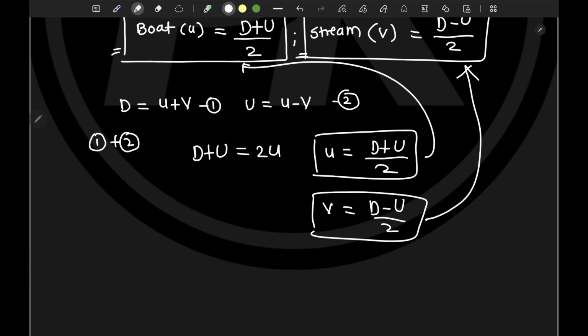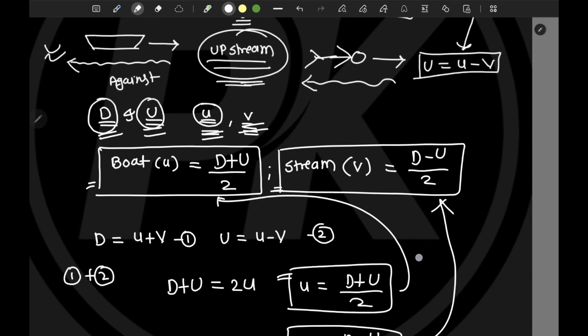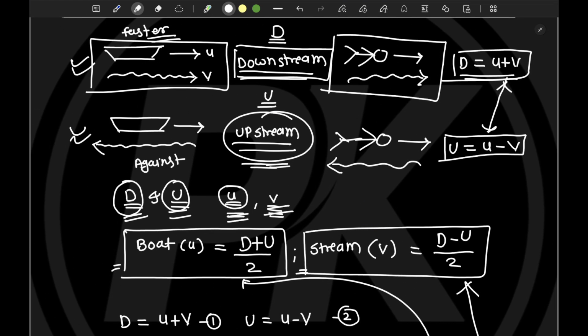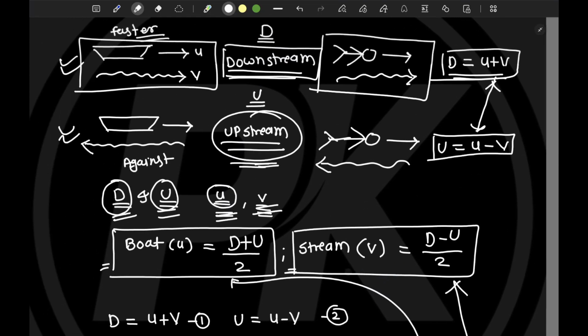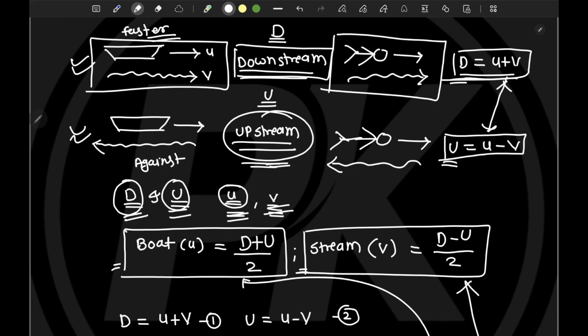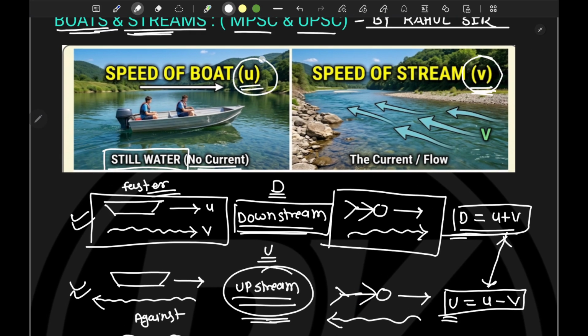So my intention here is, do not try to remember each and every formula. Sometimes just logic will work out. Now just to summarize, we have as of now only two formulas, for downstream and for upstream. Again I'm telling you, the speed of the boat we have to remember as u, the speed of the stream we have to remember as v. For downstream it is d, for upstream it is u. Now let us move to some examples to understand these concepts better.